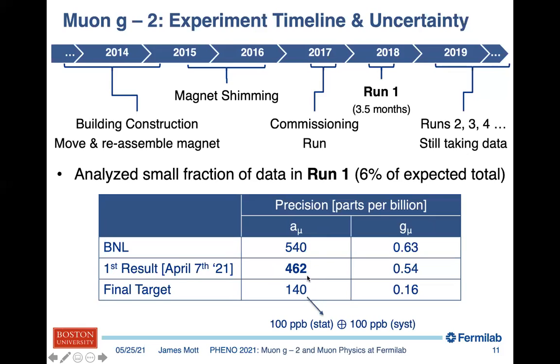And then for the final target, we're going to aim to get down by a factor of 3 or 4 from where we are at the moment and split it roughly equally between statistics and systematics. So this whole big step down is statistics, basically.